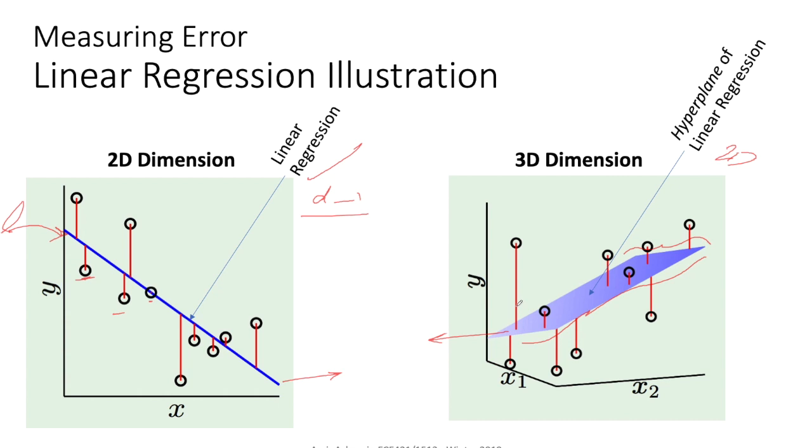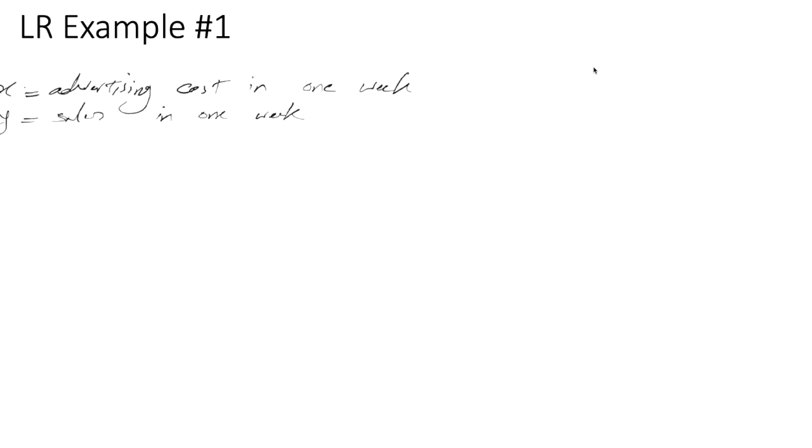All right, let's have a quick example. Our x is the advertising cost in 1 week for a company, and your y is sales. Hope you can read it. Sales in 1 week.